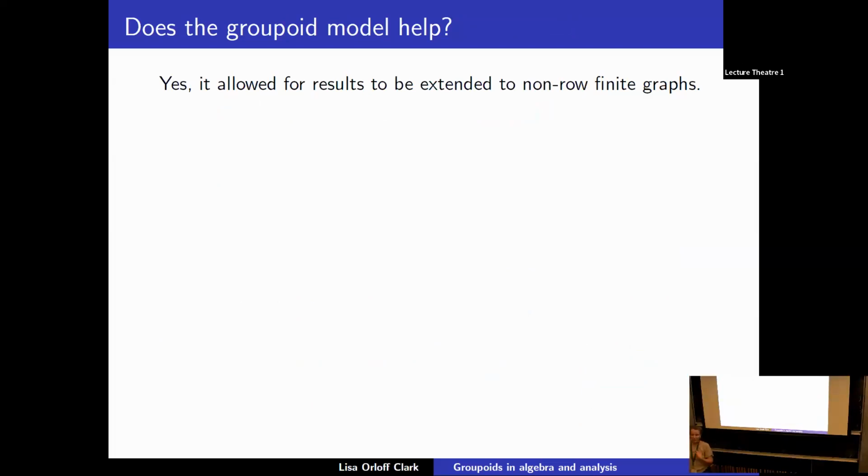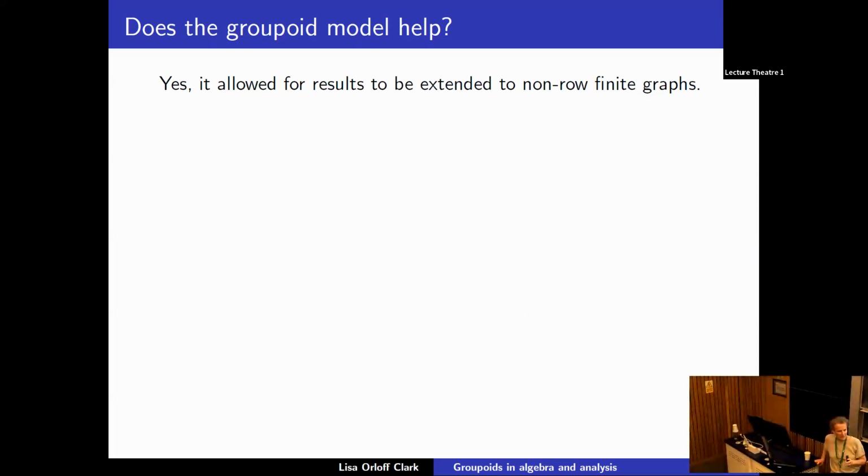Did the groupoid help the Leavitt path algebra? Again, I'm biased, but from my experience it helps when you're in non-row finite graphs. The relations get quite a bit messier and things get harder. So lots of those papers that I listed had the restriction to row finite, and having the groupoid model helped unplug what was happening for non-row finite. So it has helped, but let's get back on track.